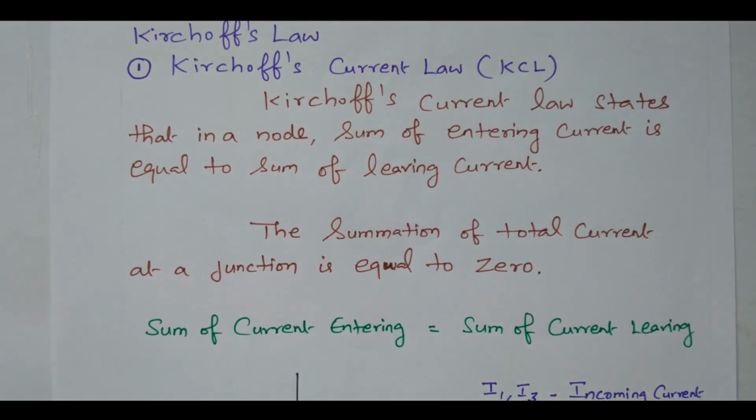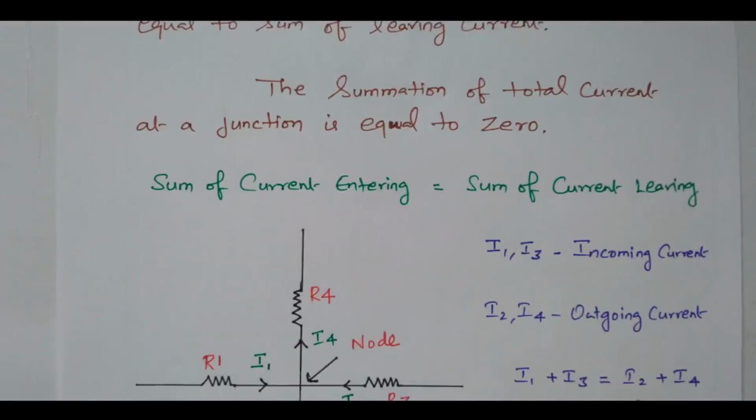So if we consider any node, the total current will be 0. While adding the current entering and the current leaving, the total current will be 0. The current entering is treated as positive, current leaving is treated as negative. By adding these two, we'll get the total current as 0, right? We'll see in the diagram so that you are able to understand.